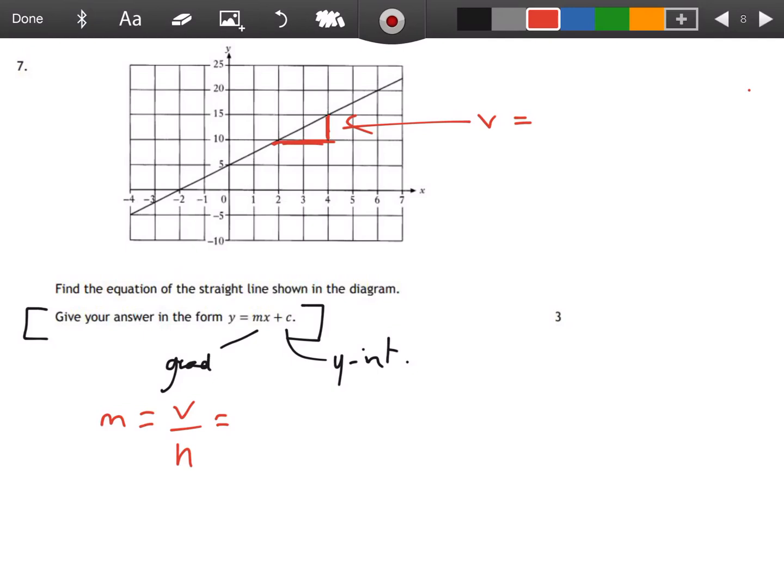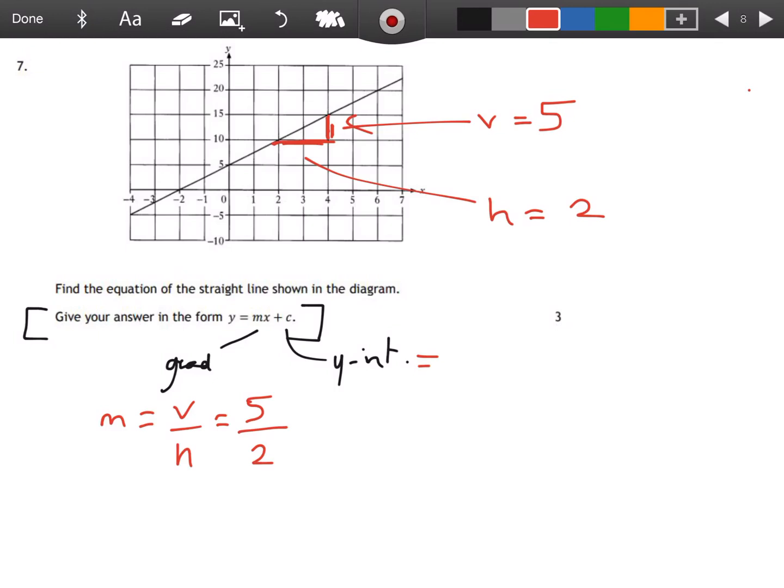My vertical is one box, but what does that one box represent? Look at the numbers on that y-axis. They're going up in fives, so that's actually 5 high. And across the way, this is my horizontal here, the horizontal is 2 boxes, but they're going up in 1, so the horizontal is just 2. 5 over 2. You can leave it as 5 over 2, there's not a problem with that.